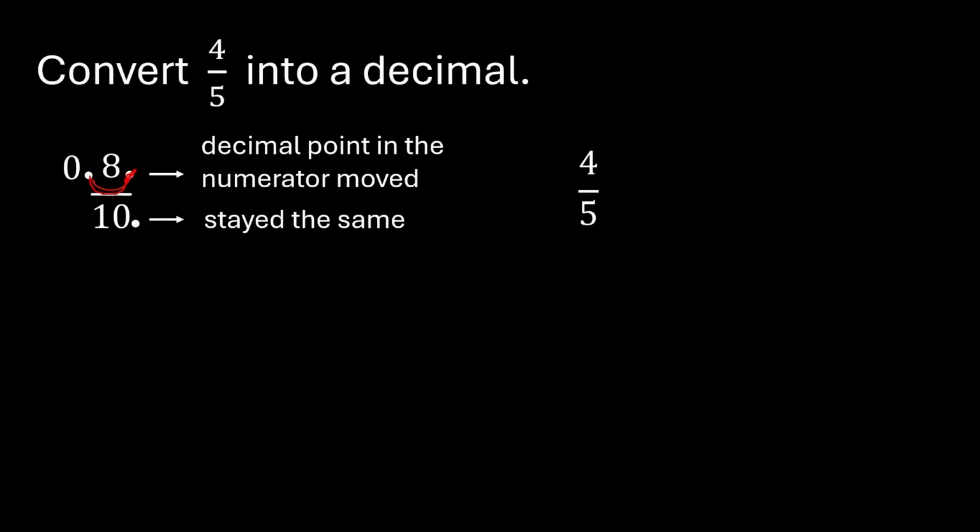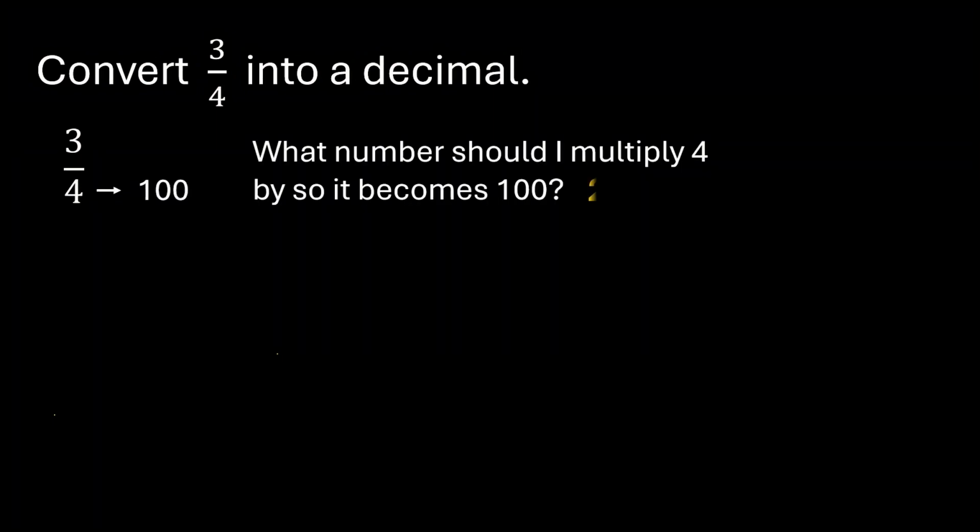Therefore, 4/5 equals 0.8. Now let's try another example. This time our denominator is 4. We want to change it into 100. Ask yourself, what number should I multiply 4 by so it becomes 100? The answer is 25. Since we multiply the denominator by 25, we must also multiply the numerator by 25.